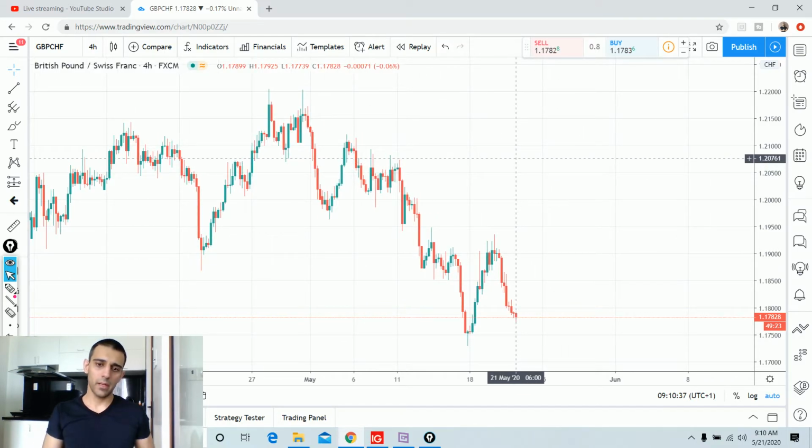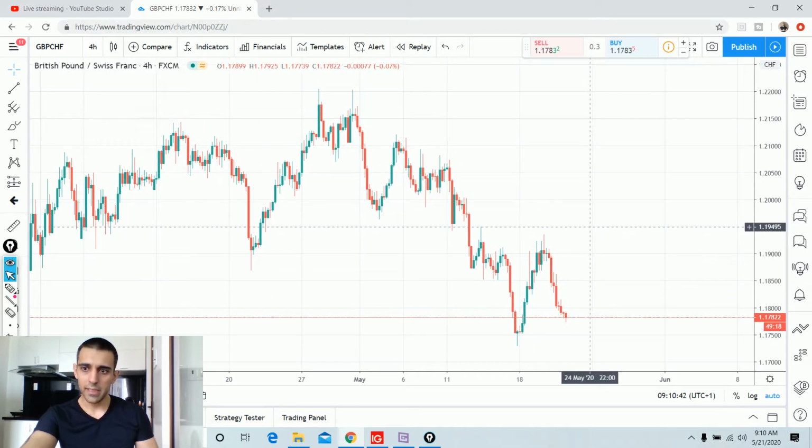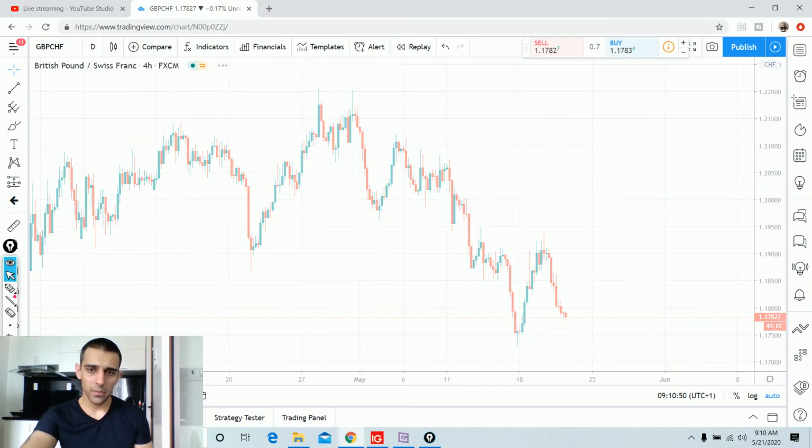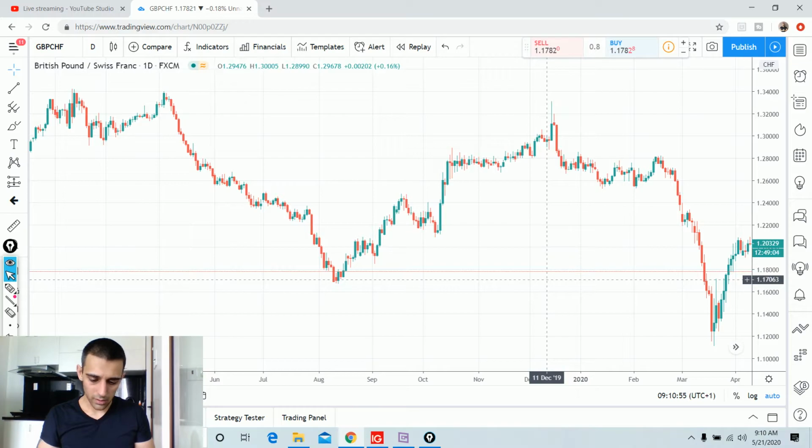British pound, Swiss franc. Looks like for some reason the price is stalled at this level, about 117.80 zone. I don't see any potential reason why. Let me have a look at the charts. There might be some moving average, maybe. So I'm going to see what we have on the charts. No, we don't. Yeah, all the moving averages are on top of each other.